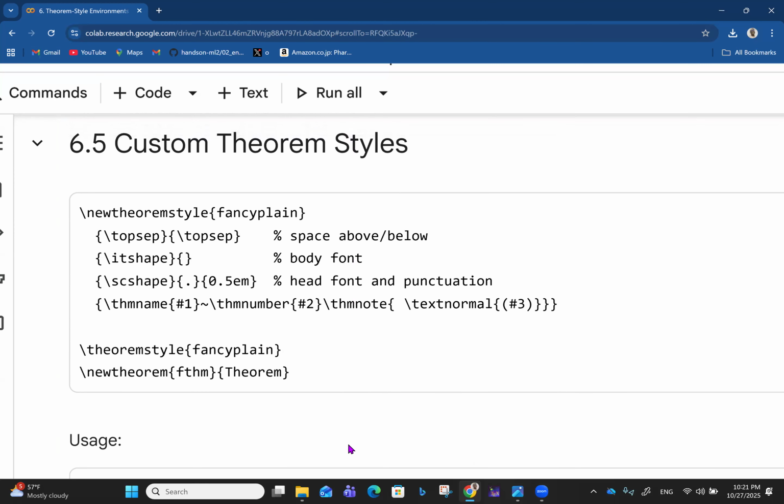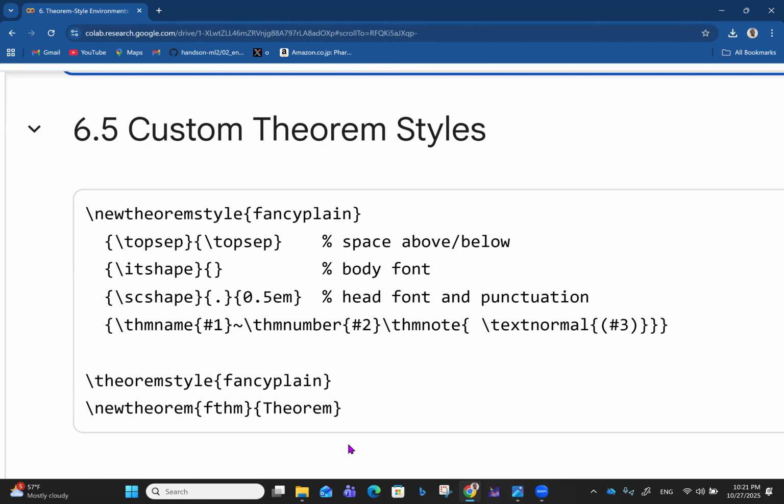Then we have custom theorem styles. So here you have newtheorem, and this is you customizing stuff now. So newtheoremstyle{fancyplain}, with topsep and space above and below the theorem. Then you have \itshape that talks about the body font. So here you are taking charge of what the theorem environment looks like altogether. You have \scshape with 0.5em, so here you have head font and punctuation. Then you have all this \thmname and so on and so forth. And then you have \theoremstyle{fancyplain}, and then newtheorem{fthm}{Theorem}.